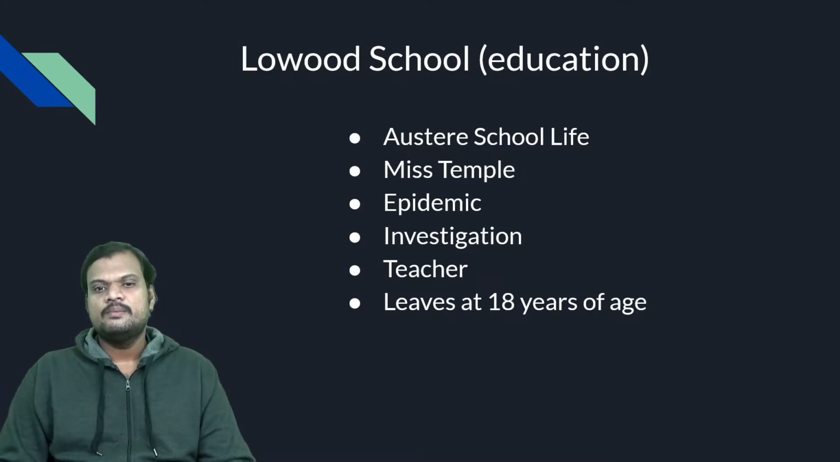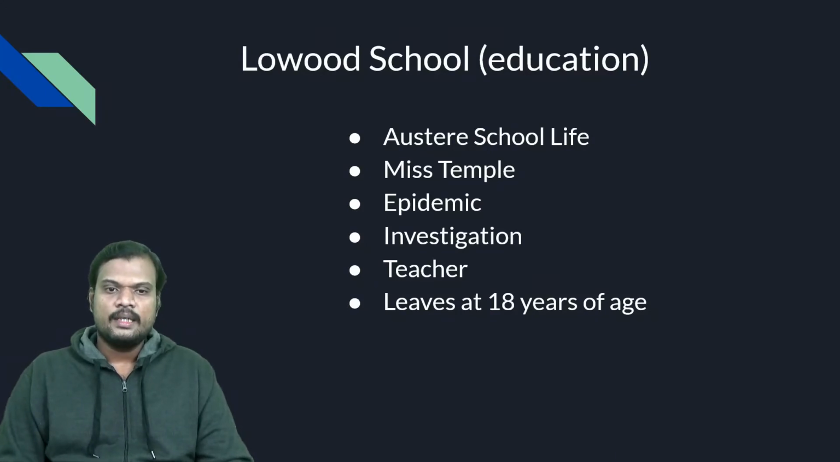Jane becomes friends with Miss Temple, which induces her to learn her lessons rapidly. But soon after, a tragedy strikes Lowood School when some of the girls die due to an epidemic. The epidemic leads to an investigation into the conditions at school. As a result, the investigation brings forth improvements to the school's condition.